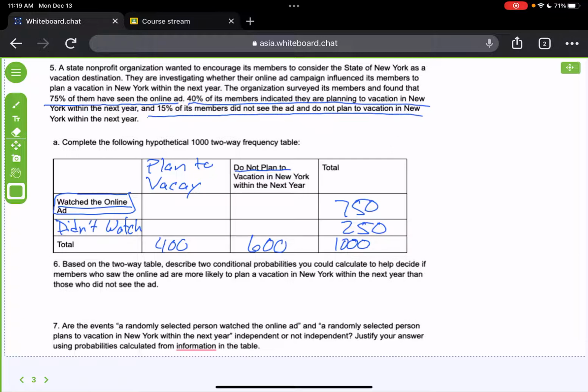15% of the members did not see the ad and do not plan a vacation. So that goes right here. That's 15%. So what is 15% of 1,000? Well, that's going to be 150. And so we can now figure out the rest of the values.